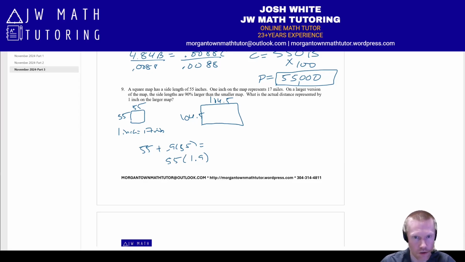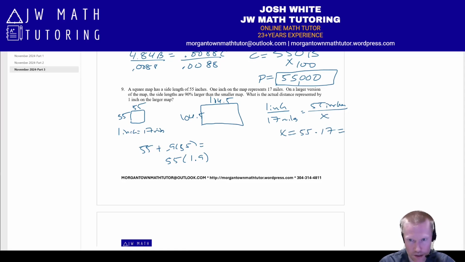In any case, once you figure that out, then what you have to do is, on the small map, you have 1 inch for 17 miles, and you have 55 inches. So it's like 1 inch, 17 miles, but we have 55 inches. So how many miles does that equal? Well, you just cross multiply. Basically, it's just going to be 55 times 17. So it's 935 miles that one full thing represents on the map.